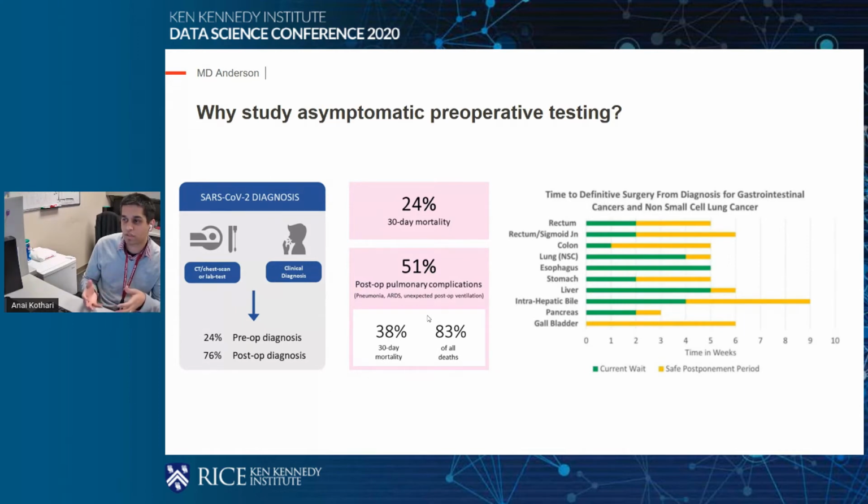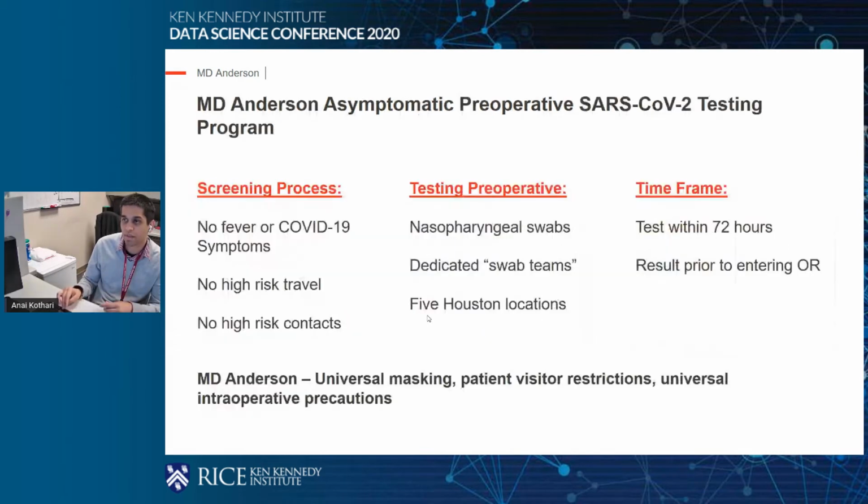For many surgeons, there's the option of just deferring surgery. But for patients with cancer diagnoses, there's a limitation to how long we can do that safely. And while we've defined some of those postponement periods, most extend from about 6 to 10 weeks after surgery. And obviously that's too long to wait, especially as the pandemic continues.